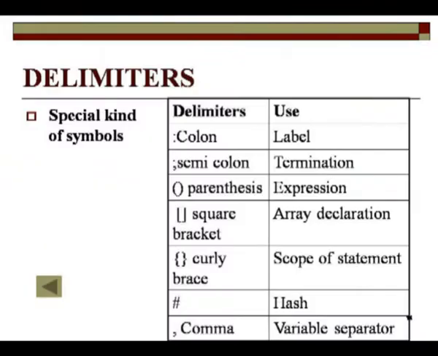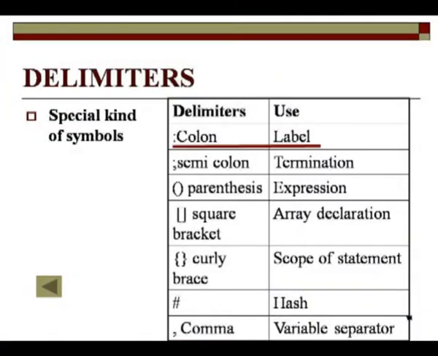Now let's move over to delimiters. Delimiters are a special kind of symbol, and if you see, all the delimiters that are present here are what have already been listed in the special characters. When we were seeing special characters, I only mentioned they have a special meaning. So 7 of those special characters are used as delimiters. The delimiters and their uses are given adjacent to them. So let us see the first one, that is colon.